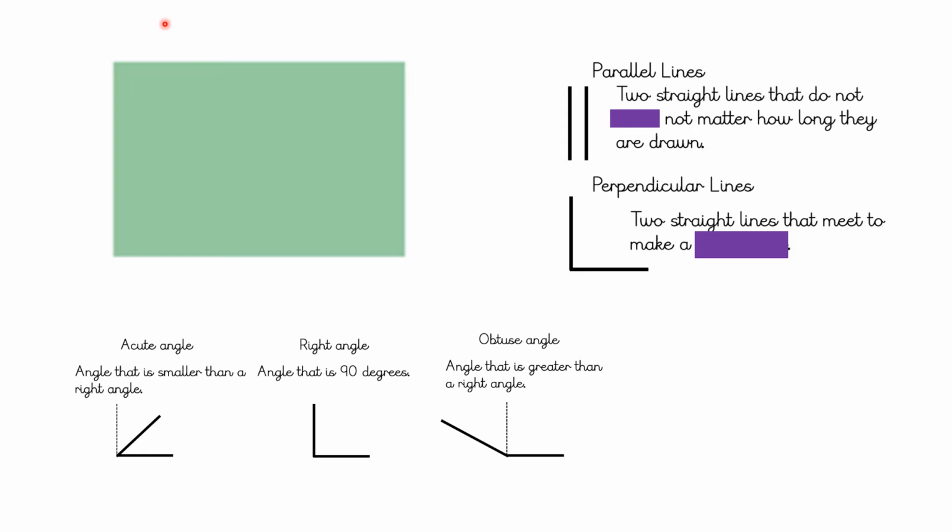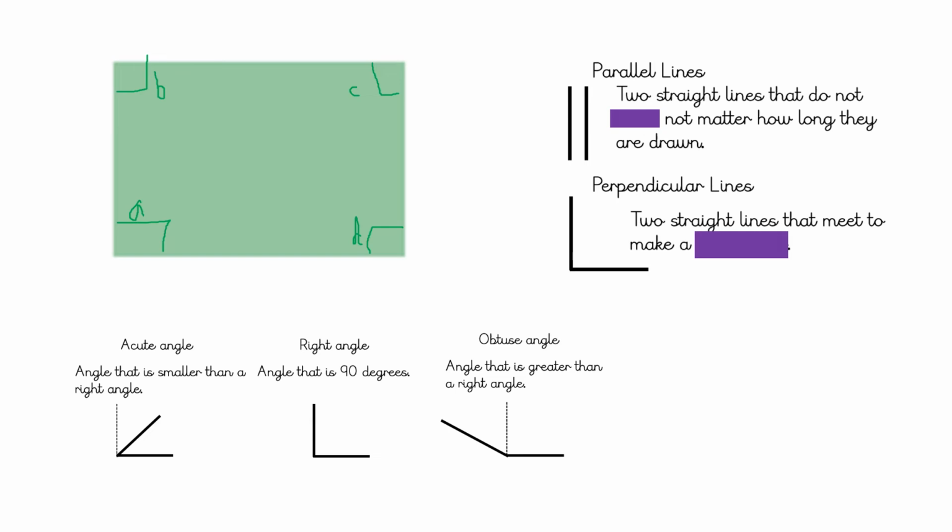This shape is a rectangle. It's very similar to a square. I'm going to label the angles first, the same way I did with my square. And straight away, I notice that all 4 angles are right angles. Well done. They are all 90 degrees.